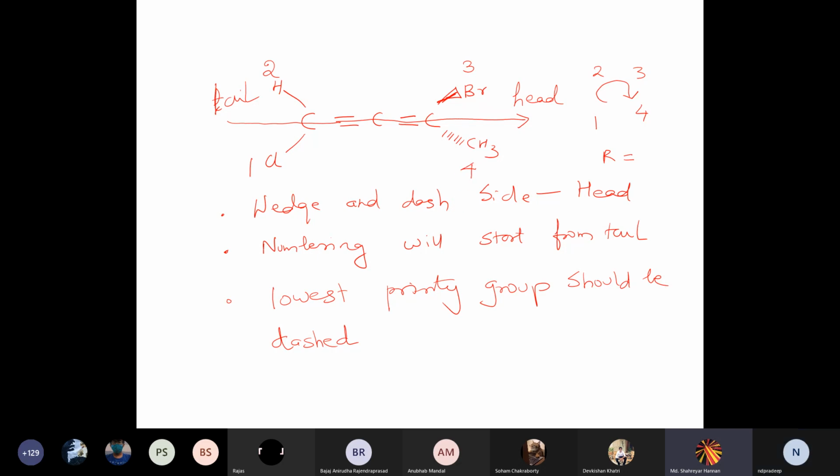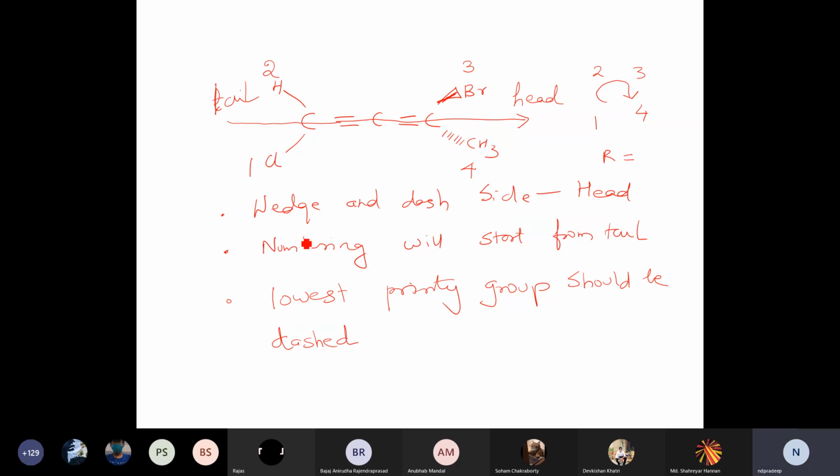Sir, according to the CIP rule, bromine will have the highest priority, so we should start from bromine. No, that's why I tell you, please don't. This is the easiest way, and this comes right for all the methods. You should always start from the tail. Don't go with the other way, then you get a lot of confusion. I will show how the confusion comes slowly. So always start numbering from the tail and then go to the wedge and dash side. Don't start the other way around.